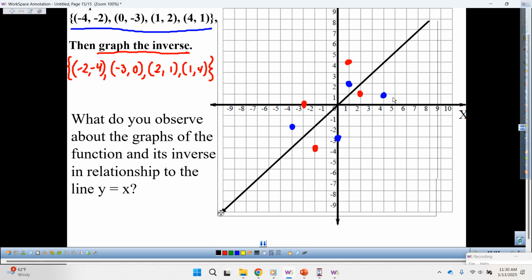So the blue points are the original function. The red points are the inverse function. So, neighbor, what do you notice from one to the other according to that line?